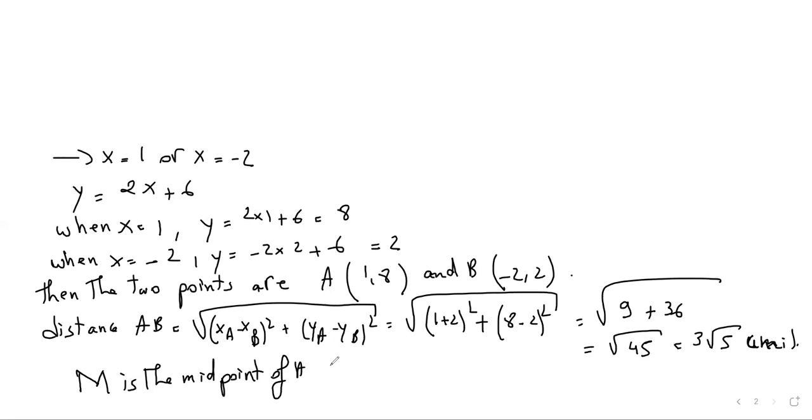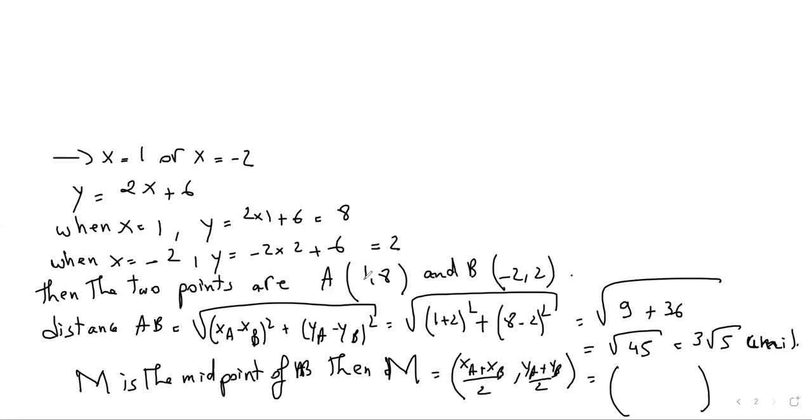of AB, then M is equal to, so for the coordinates of this, I just need to add the coordinates of A, XA plus XB divided by 2, YA plus YB divided by 2. So it would be equal to 1 plus -2 is -1, -1 divided by 2. And 8 plus 2 is 10, 10 divided by 2 is 5. So this is the coordinates of the midpoint of A and B. Right, so this is for the first question.